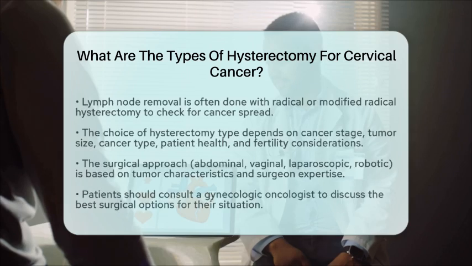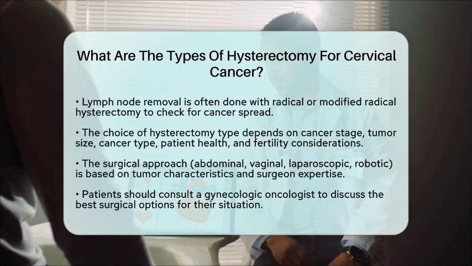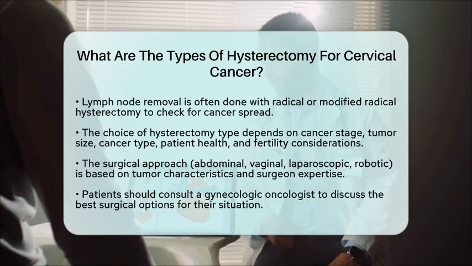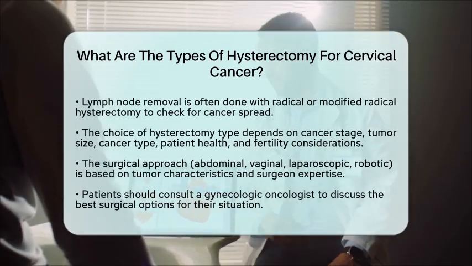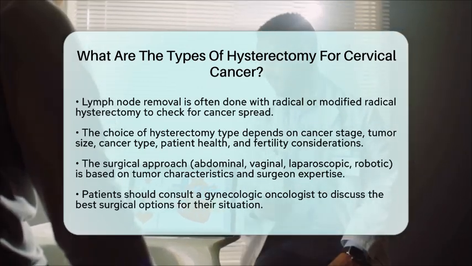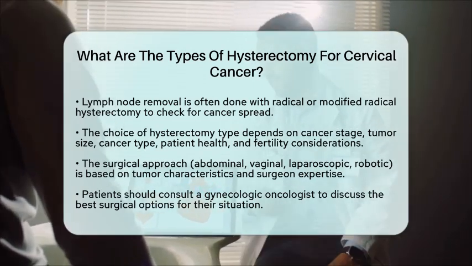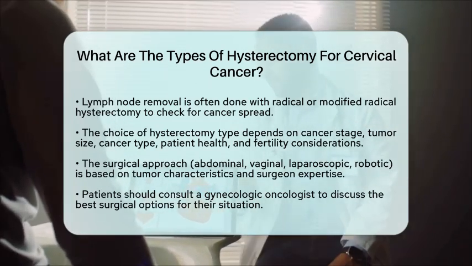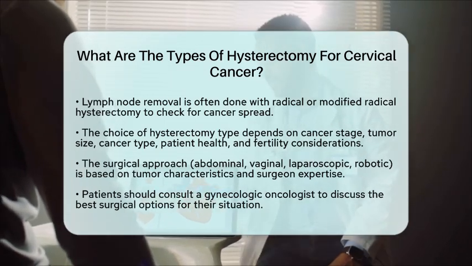The choice of which type of hysterectomy to perform depends on several factors, including the stage of cancer, tumor size, the specific type of cancer, the patient's overall health, and fertility considerations. The surgical approach chosen, whether abdominal, vaginal, laparoscopic, or robotic, is based on the characteristics of the tumor and the expertise of the surgeon. Ultimately, the main types of hysterectomy for cervical cancer are simple, radical, and modified radical, with each tailored to the specific needs of the patient and the cancer's progression.